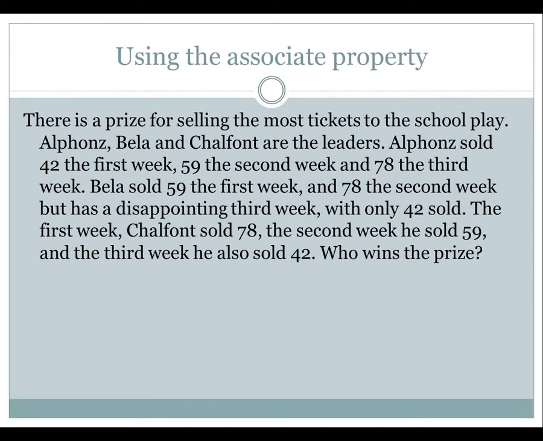There is a prize for selling the most tickets to the school play. Alphonse, Bella, and Chalfon are the leaders. Alphonse sold 42 in the first week, 59 in the second week, and 78 in the third week. Bella sold 59 the first week, 78 the second week, but has a disappointing third week with only 42 sold. The first week, Chalfon sold 78. Second week, he sold 59. And the third week, he also sold 42. Who wins the prize?